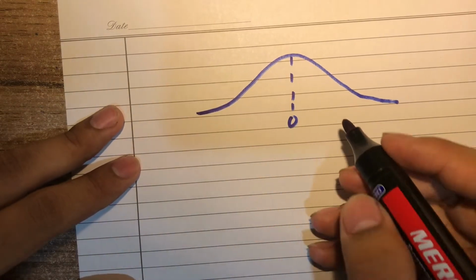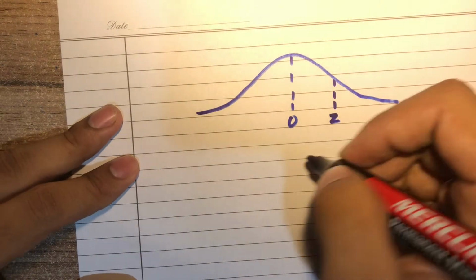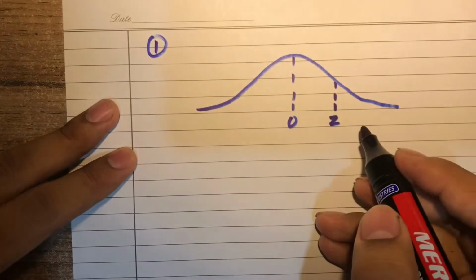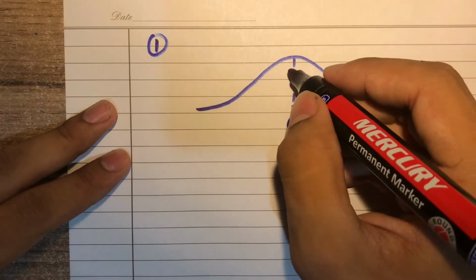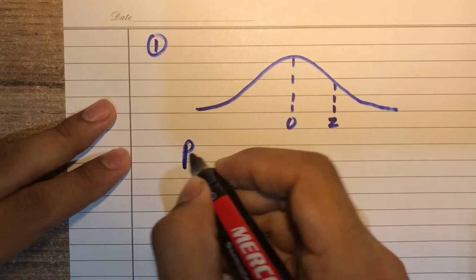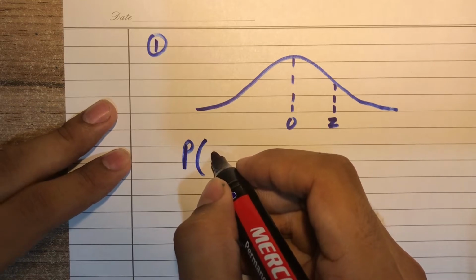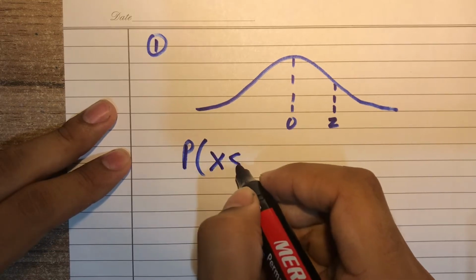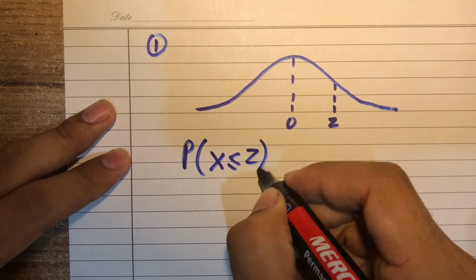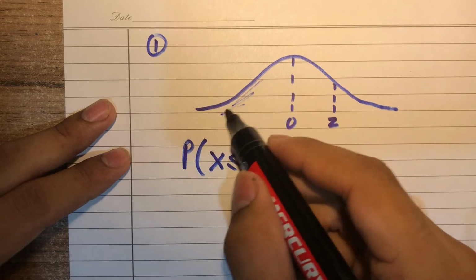Now over here, for example, we have a value that is z. We have to find the probability for z. This is the first case. So we have to find the probability of z, which is a number greater than the mean, right? So let's say we have to find the probability of values that are less than z, right? So that means this whole area.